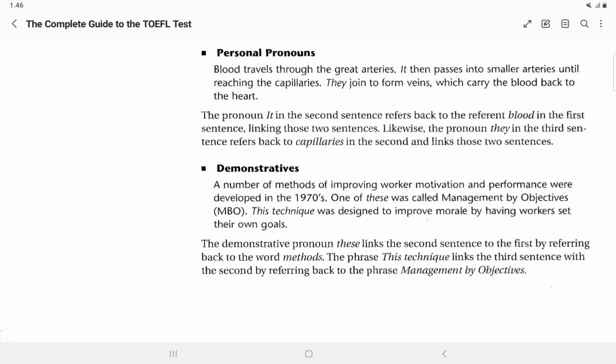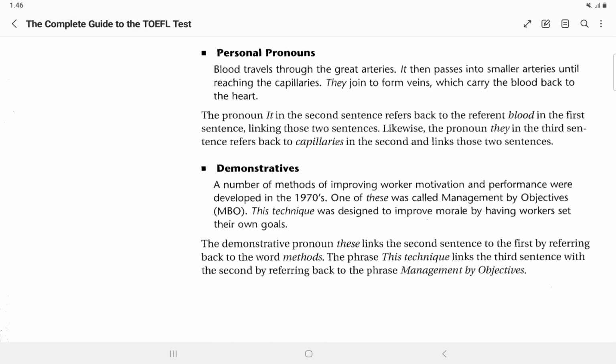Personal pronoun, it. The pronoun it in the second sentence refers back to the reference blood in the first sentence, linking those two sentences. Likewise, the pronoun they in the third sentence refers back to capillaries in the second and links those two sentences. Oke, jadi di sini ada dua pronoun, ada it dan they.